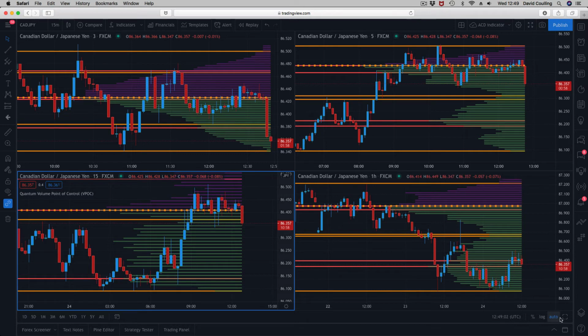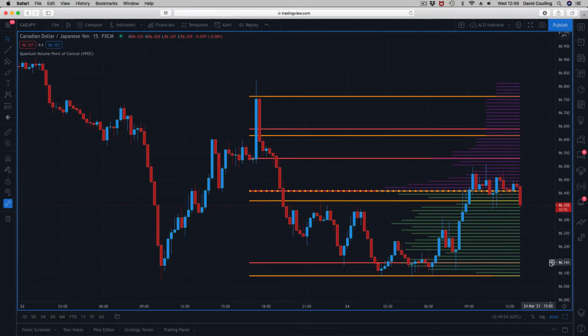Now, if we go down to the 15-minute chart, again, we've got a similar picture here, but very different in terms of the volume profile above and below. The volume to the upside here, you can see, is very lightweight, very low, and falls away dramatically up here.